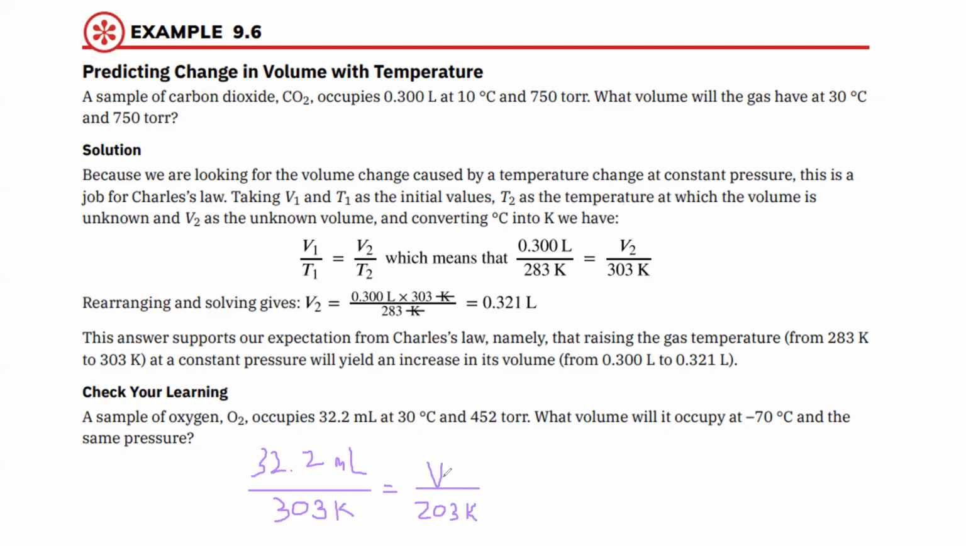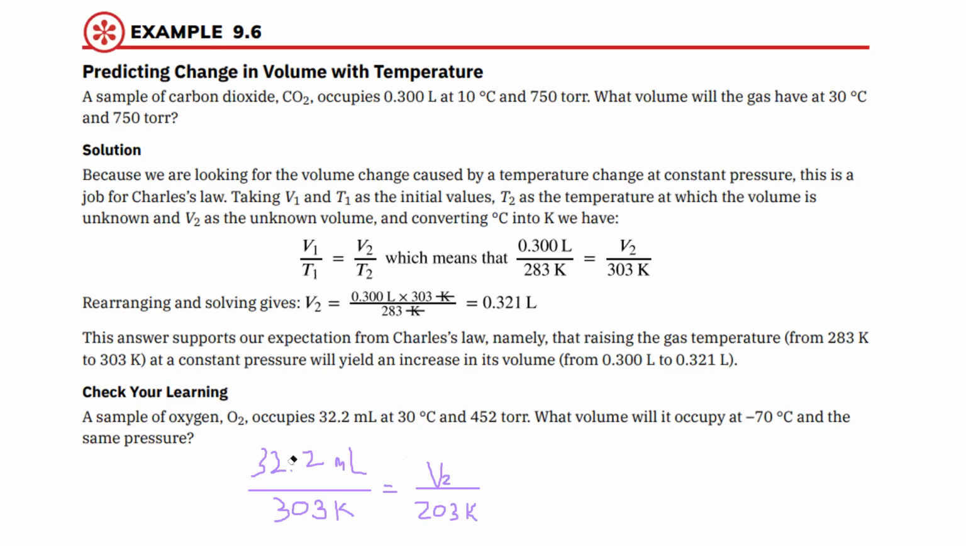Solving for V2 again. But in this case, since we're decreasing the temperature, we should see a decrease in the volume. And if you look at these temperatures, 303, 203, it's about a 2 to 3 ratio here. So I would expect this to be about 2/3 of what we have here. So V2, just ballparking it, should be about 21, 22 something. So in the low 20s there.